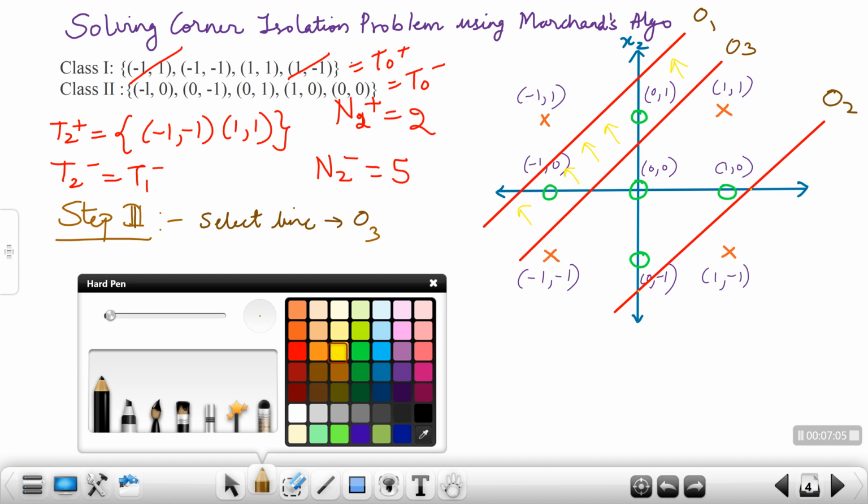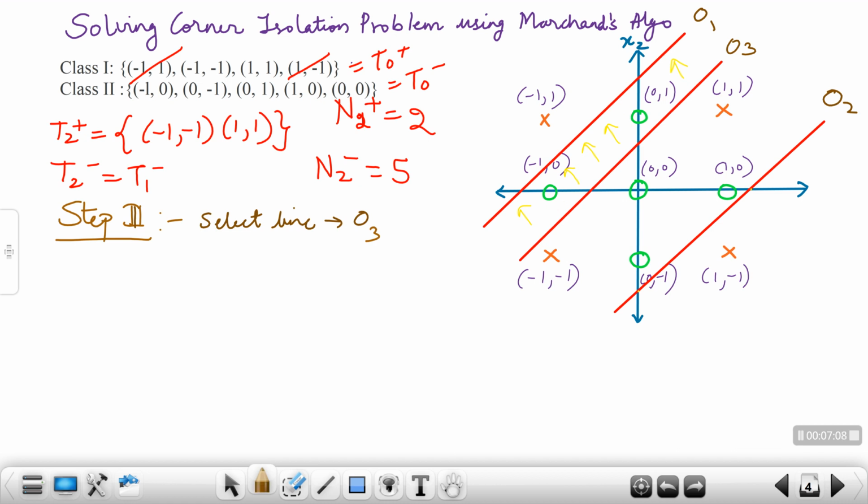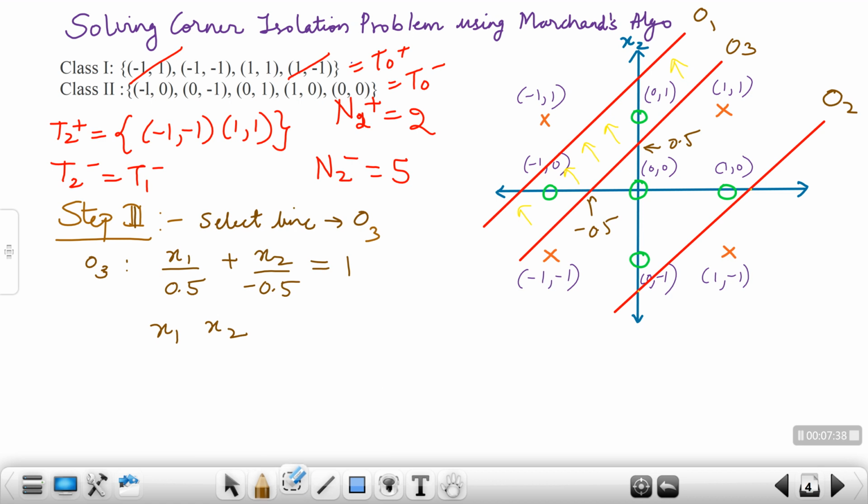So we write the equation of this O3. The equation of O3 will be nothing but x1 upon 0.5 plus x2 upon minus 0.5, considering that the intercept here is minus 0.5 and here it is 0.5. You can take 0.3, 0.2, 0.4, whatever, but we usually take 0.5. So that is equal to 1. So I can simplify the equation, and here you will get not plus but a minus sign. x1 minus x2 minus 0.5 is equal to 0.